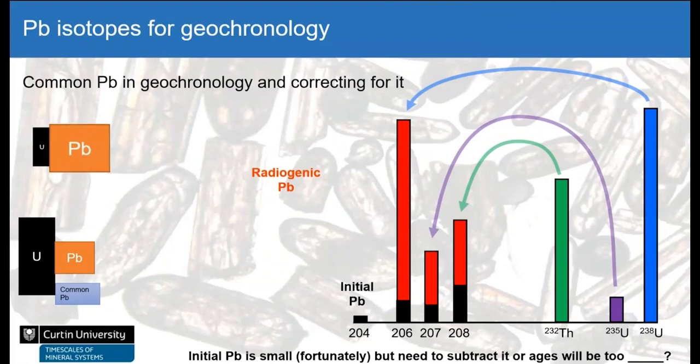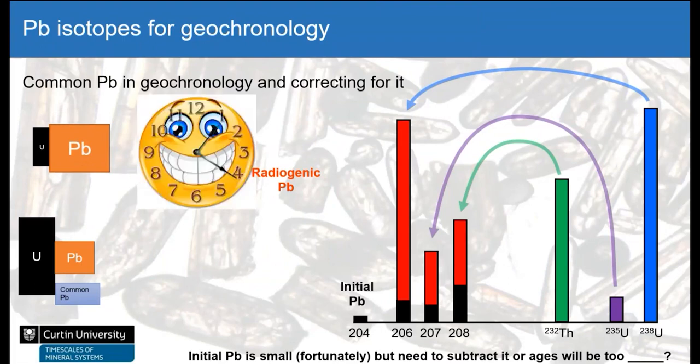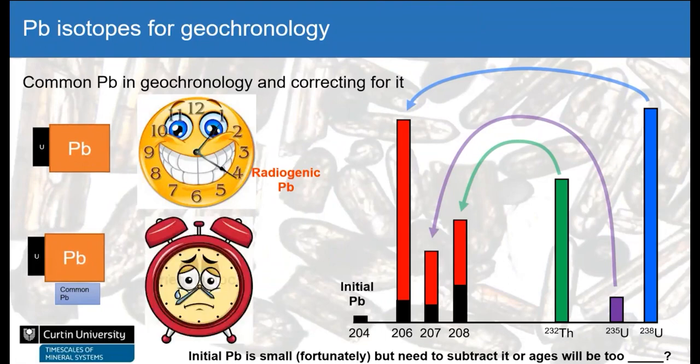So that's the situation that we want. We don't want any common lead. We want our parent uranium to change to lead. Happy days, we get a clock. Otherwise, we have some common lead there, and we need to know how to subtract that. Otherwise, our clock is going to be a little bit bust.